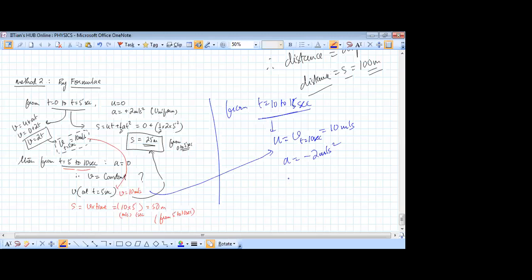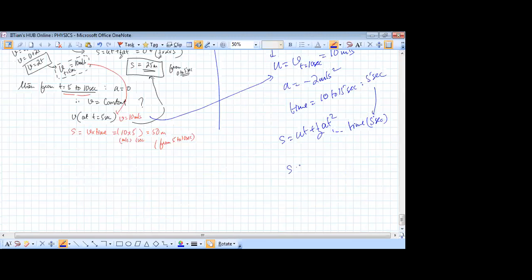And this interval of time is 10 to 15 seconds. So the interval of time is 5 seconds. So the displacement, which is ut plus half at square, in this we should substitute the time as 5 seconds, not as 15 seconds, because it started from 10 seconds. So we will get this as 10 into 5 plus half into minus 2 into 5 square. So 50 minus 25, or plus 25 meters.